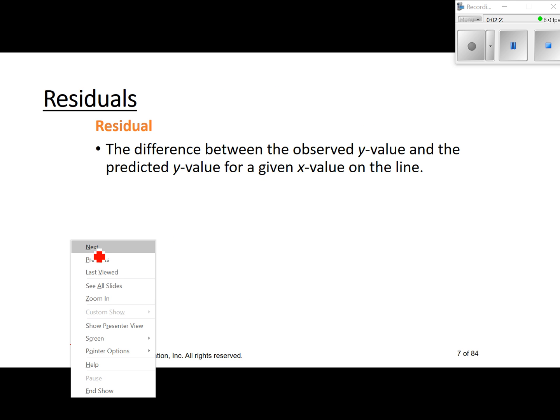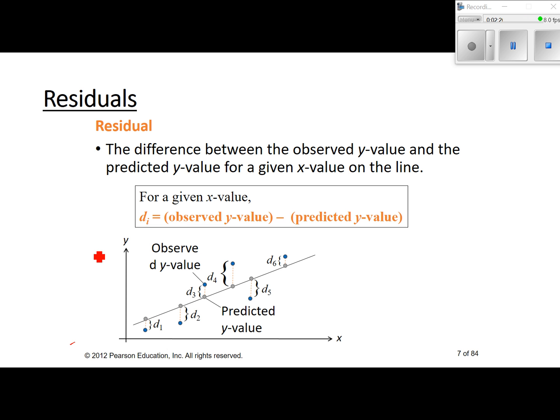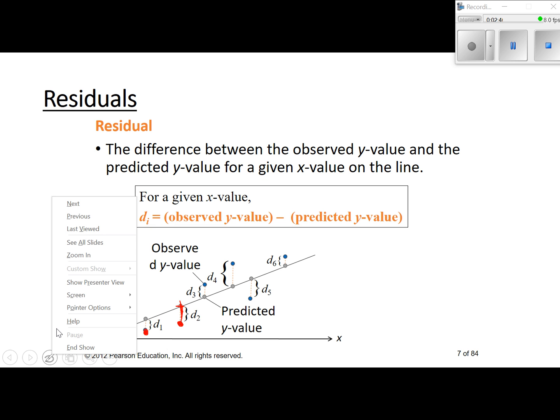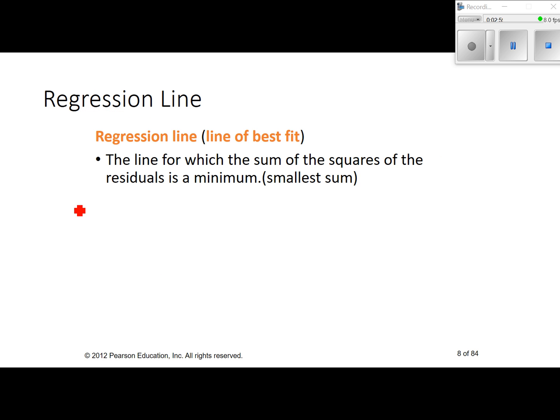The residuals, we talked about this on assignment 4. We don't want to have to do this every time, but the residuals are how far each point is off of what we would predict if we were at that point on the data, and we want the minimum to get that line of best fit or that regression line. We want the minimum of the sum of all of those squared. Now, I'm not going to talk about that a whole lot because we're not going to do a whole lot with it.